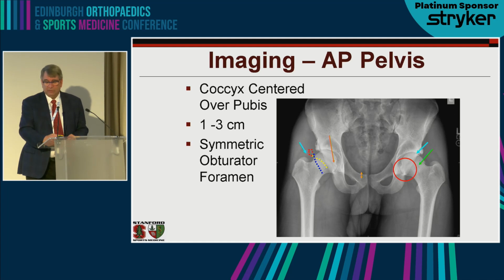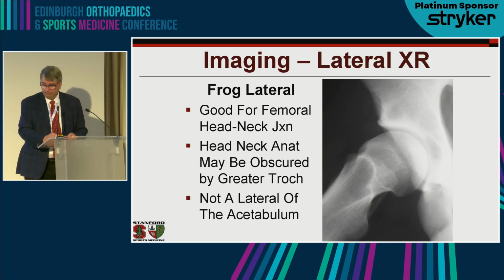And in this patient, you can see the ilioischial line, this line just medial to the cotyloid fossa. And you can see the floor of the cotyloid fossa relative to the ilioischial line, looking for coxa profunda.